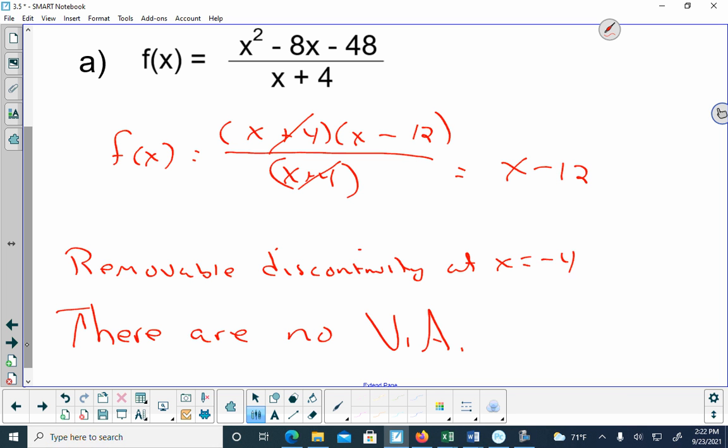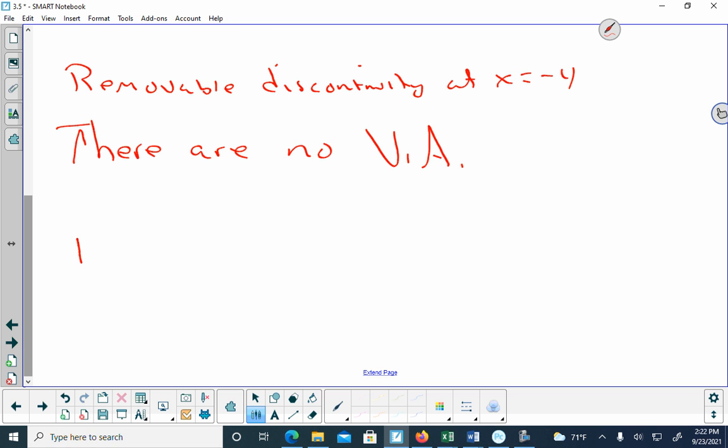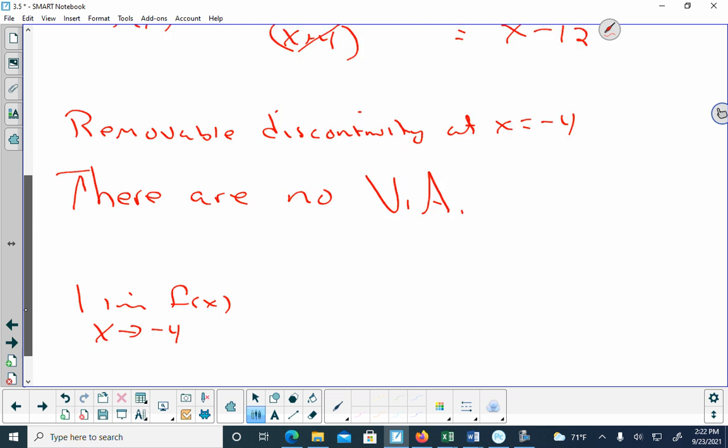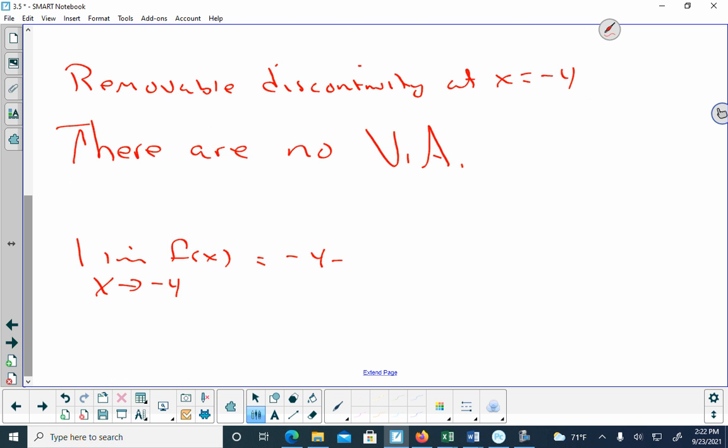That is correct, because I can find the limit of this. If I asked you what the limit was as x approached -4, what would you tell me? If I asked you to find the limit of f of x as x approached -4, you can just substitute that -4 into what's left, right? So that's -4 minus 12, which would be -16. Since your limit exists and doesn't approach infinity or negative infinity, you do not have a vertical asymptote. Does that make sense?